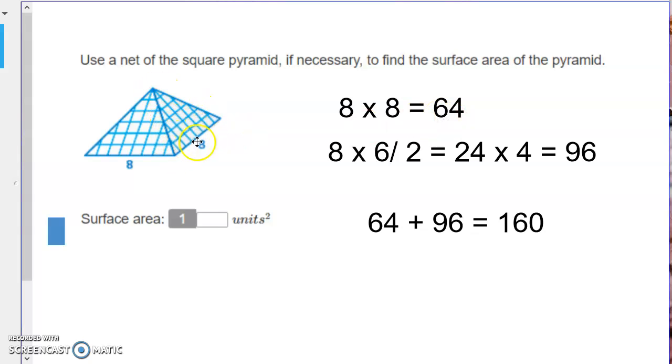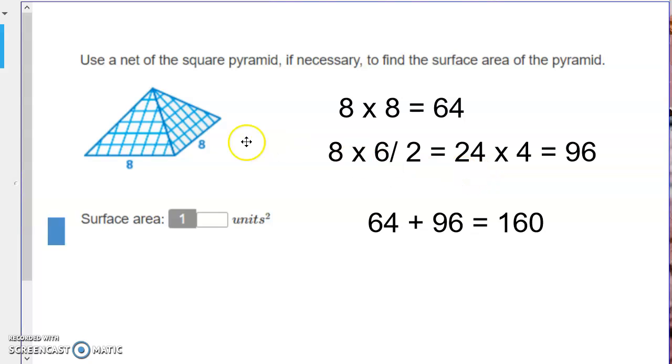Then I need to find the area of this triangle here on the side. I see my base is 8, but I have to count to see how high it is. So 1, 2, 3, 4, 5, 6. So that means my base is 8, my height is 6. To find the area of a triangle, I do base times height divided by 2.